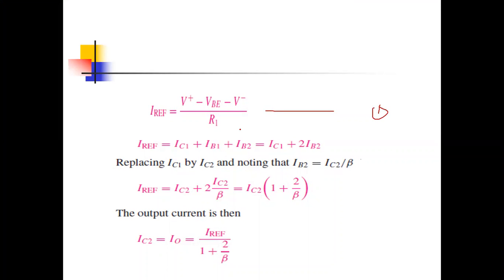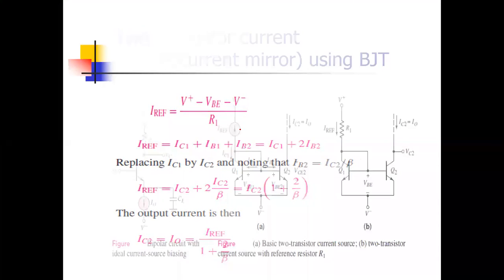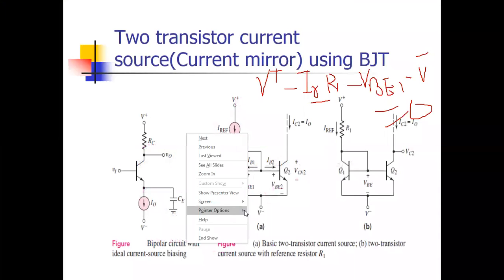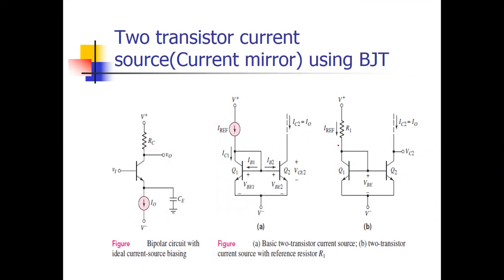Now what is I reference? If you look here, this is your I reference. I reference is divided into two parts, one on the left side and one on the right side. The left side is the collector, so it is IC1. And on the right side, it is again two parts: one at the base of Q1, one at the base of Q2. It will be IB1 plus IB2.